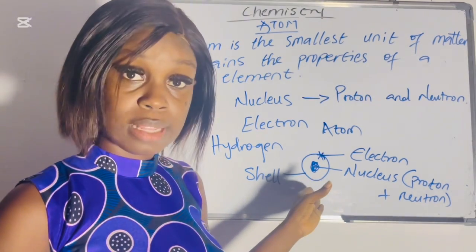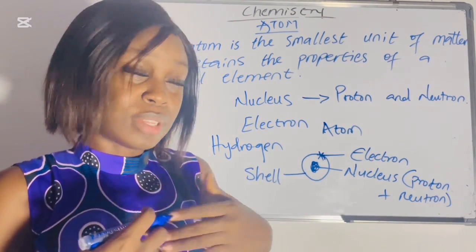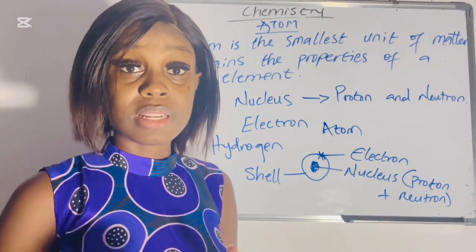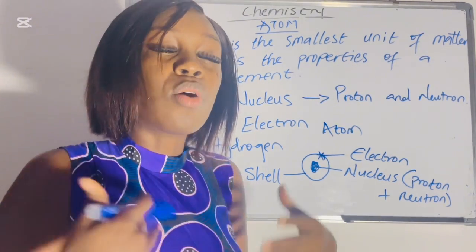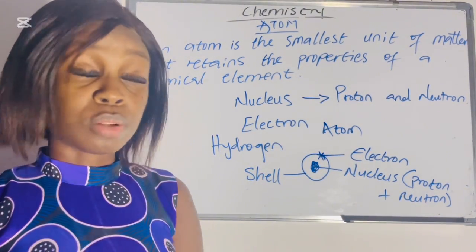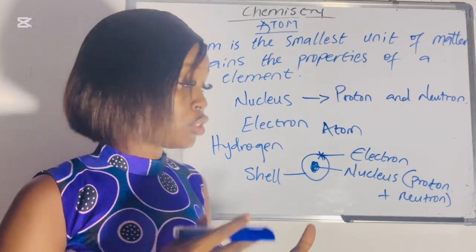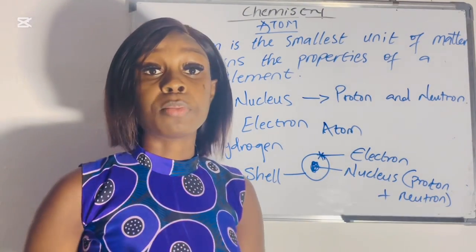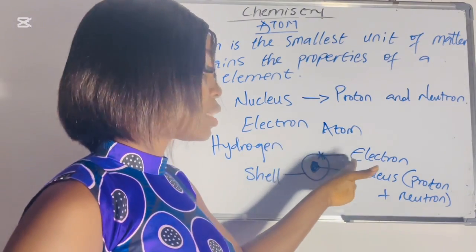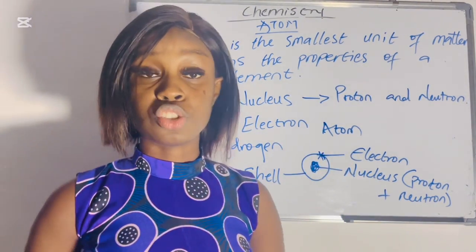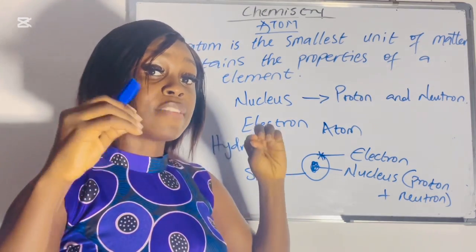Now, how did I know that this atom belongs to hydrogen? Why didn't I say oxygen? Why didn't I say lithium or sodium? How did I know that the atom belongs to hydrogen? I knew because of the number of electrons, the number of neutrons, and the number of protons. All these properties, the electron, the proton, and the neutron, have a major function in an atom.